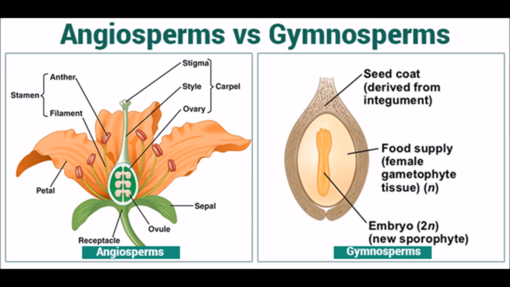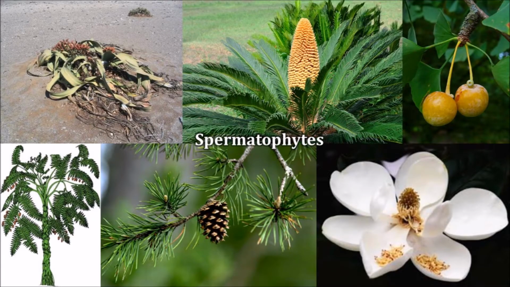Angiosperms versus gymnosperms. Gymnosperm reproduction differs from that of angiosperms in several ways. In angiosperms, the female gametophyte in the ovule exists in an enclosed structure, the ovary. In gymnosperms, the female gametophyte is present on exposed bracts of the female cone and is not enclosed in an ovary. The gymnosperms and angiosperms together compose the spermatophytes, known as seed plants.